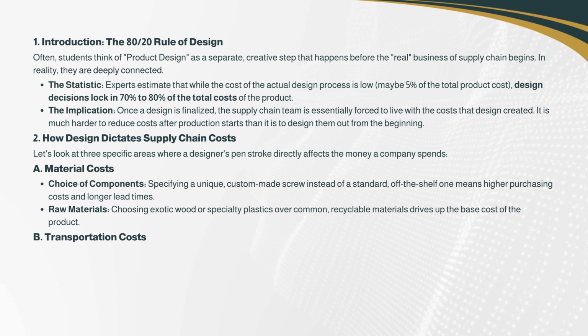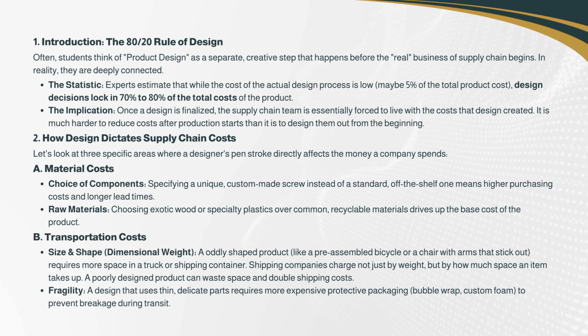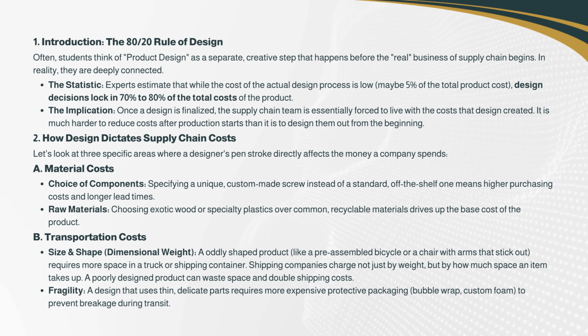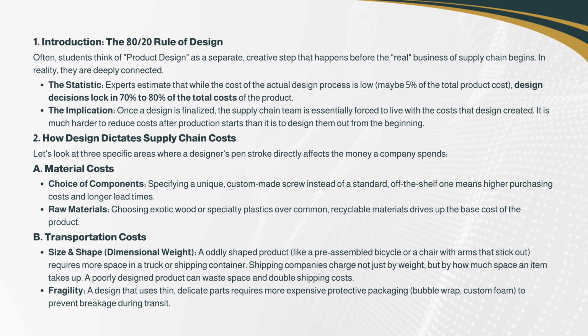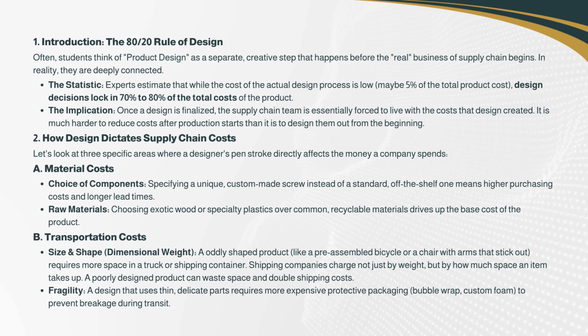B. Transportation costs. Size and shape, dimensional weight. An oddly shaped product, like a pre-assembled bicycle or a chair with arms that stick out, requires more space in a truck or shipping container. Shipping companies charge not just by weight, but by how much space an item takes up. A poorly designed product can waste space and double shipping costs.